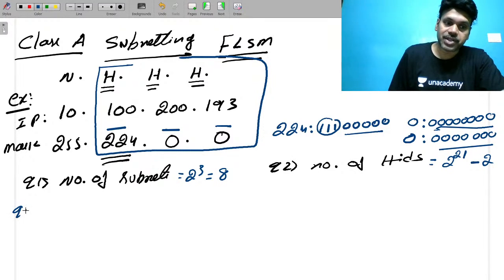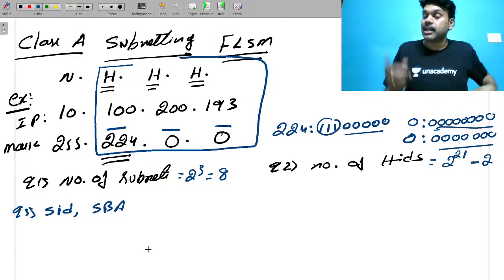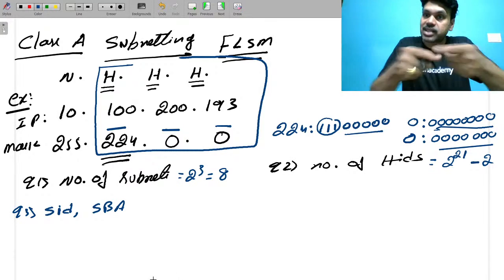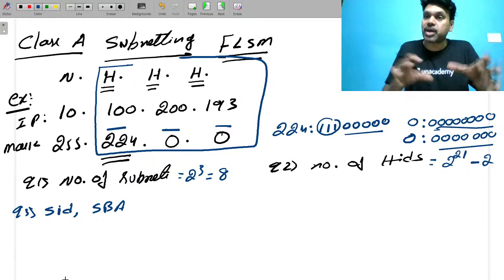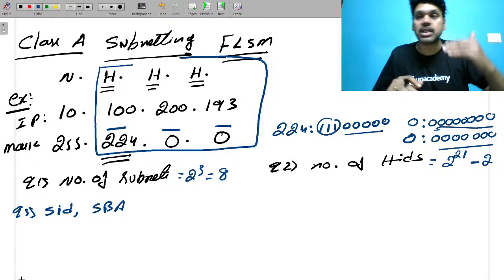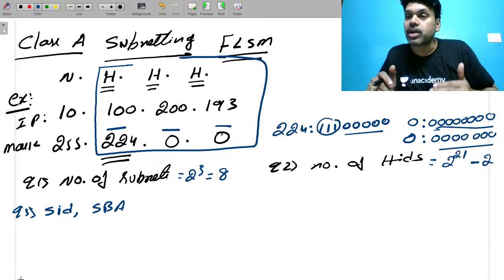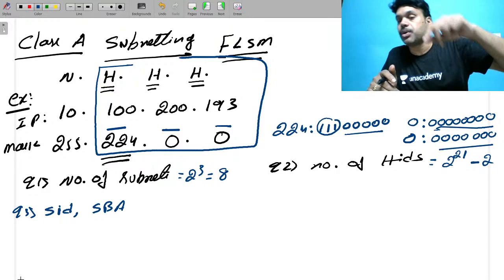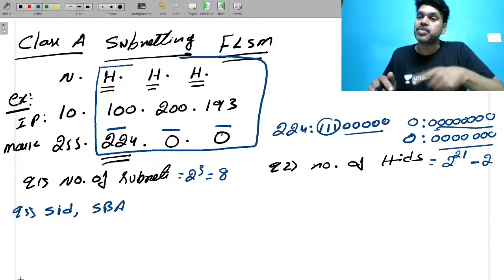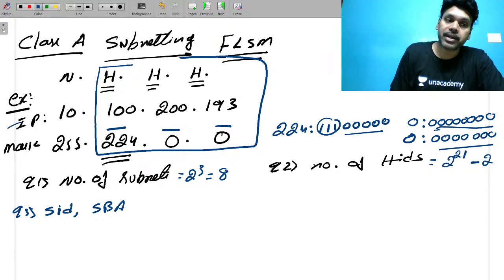The next question is, what is the subnet ID and what is the subnet broadcast address of a given IP? This means he is asking this IP, this host belongs to which block, which subnetwork. What is the starting block number? What is the ending block number? Starting block number means HIDs must be zeros. Ending block number means HIDs must be ones. So now write your IP into binary.